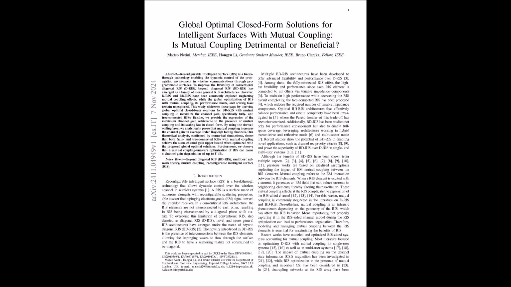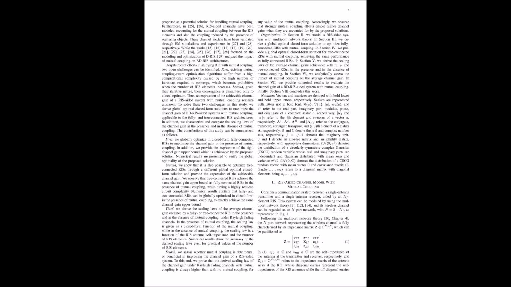Okay, makes sense. Now, what kind of BD-RIS are we talking about here? So they focus on two main types. The first is fully connected, where every single element is connected to every other element. So maximum control, but maybe more complex. You got it. And then there's tree-connected, which has a simpler, more efficient design. So a trade-off between control and complexity. Finding that sweet spot. Okay, I'm following.